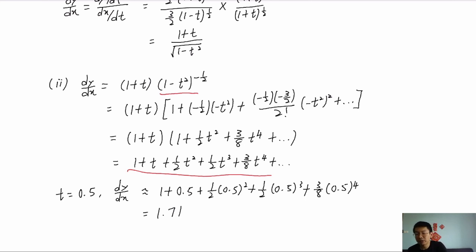After that, we want to estimate the gradient. So just substitute t equals 0.5 into our dy/dx expression, and we should be able to estimate the gradient. The gradient in this case is 1.71. So that will be part 2 of the question.